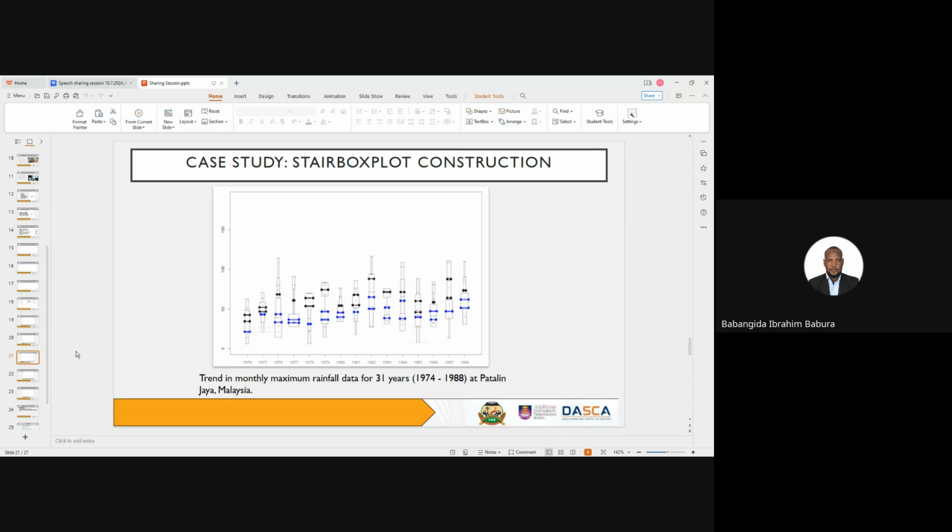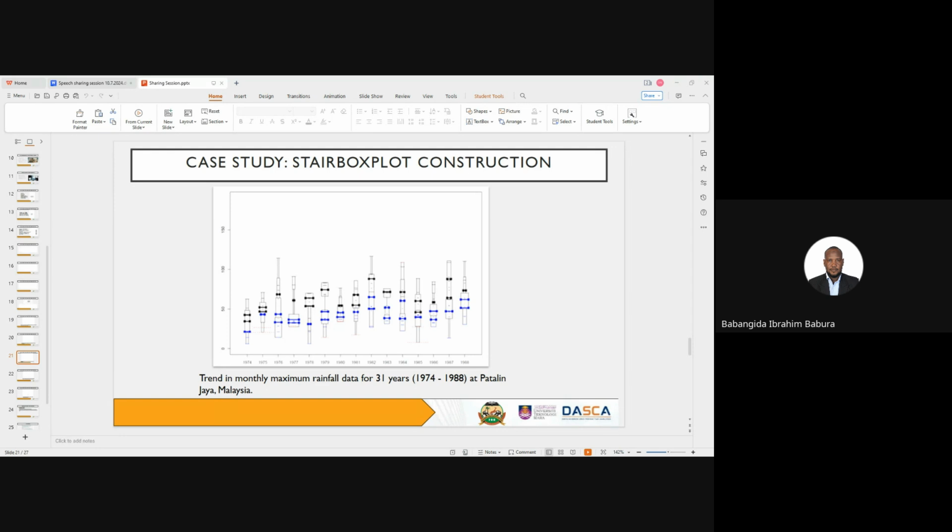okay, good. In this slide, you can see trends of monthly maximum rainfall data for 31 years in Petaling Jaya, Malaysia, observed using the stair box plot. You can also do this with the classical box plot, but the trend and the features are more striking. Observing how the points differ over this period, how the shape and characteristics differ over the period, is more strikingly clear using the stair box plot. So that is our belief.